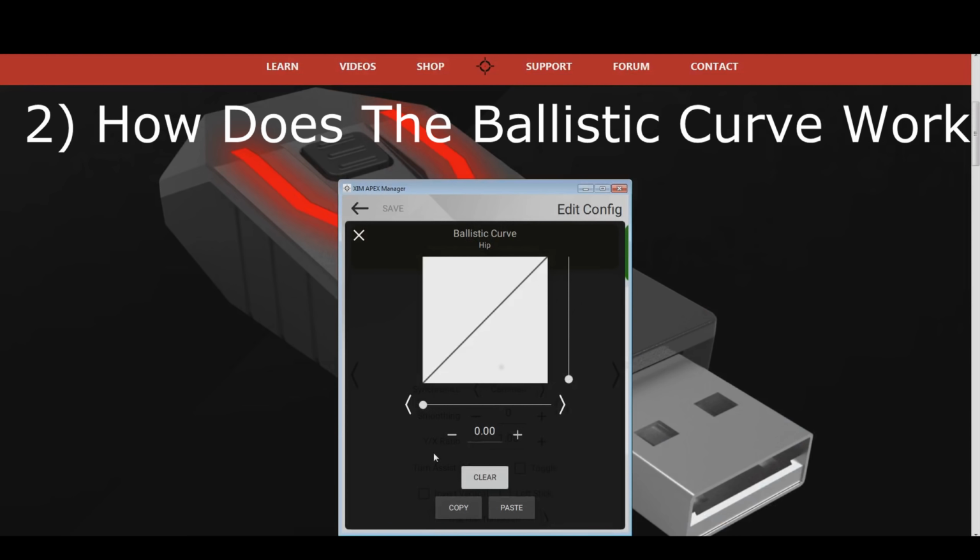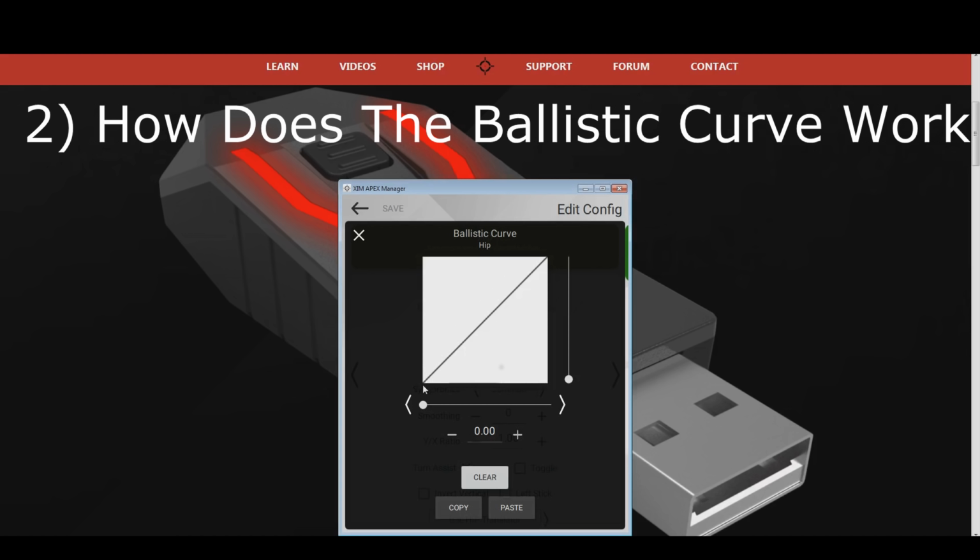Here you can see the XIM ballistic curve with its linear default curve. At the bottom, you have the x-axis. This axis represents the speed you move your mouse on the mousepad. On the very right side of the axis, you have the point where you move your mouse as fast as you can. On the very left side, you don't move your mouse on the mousepad at all.